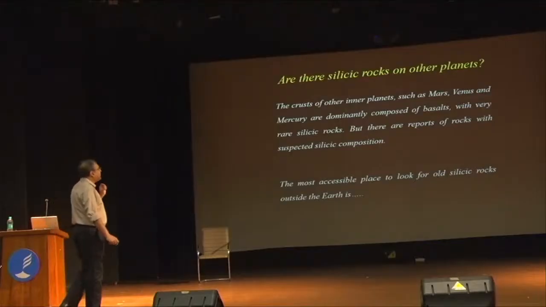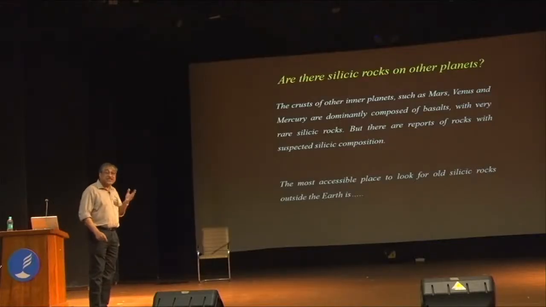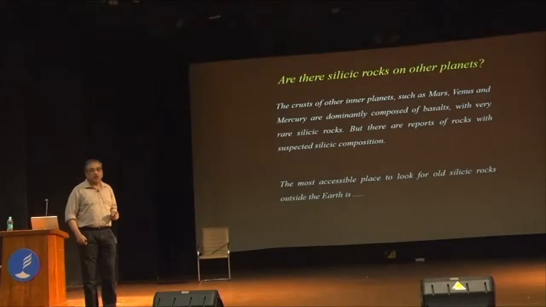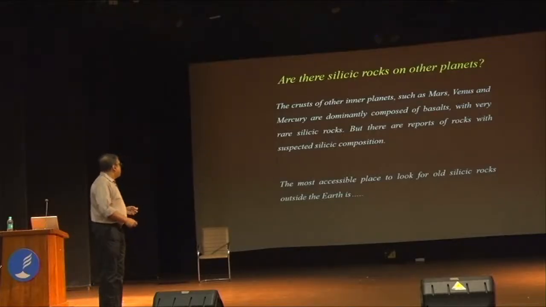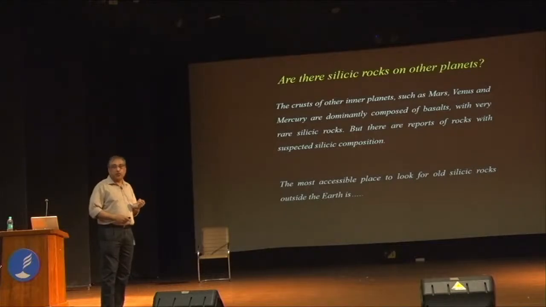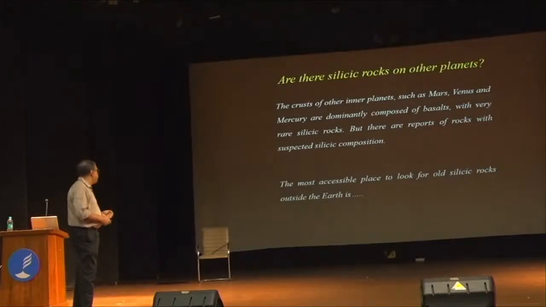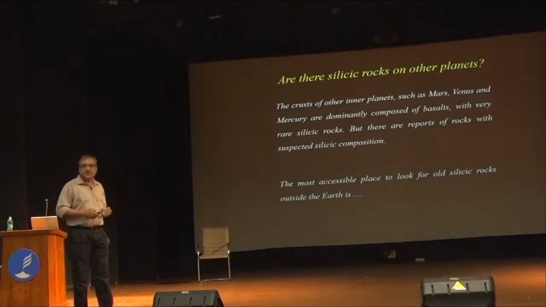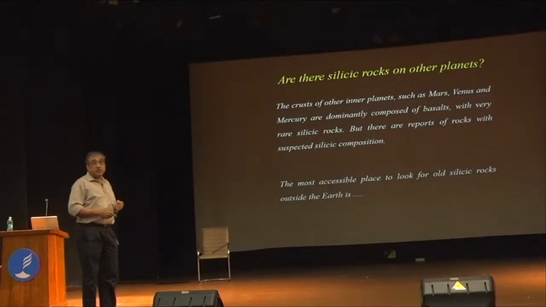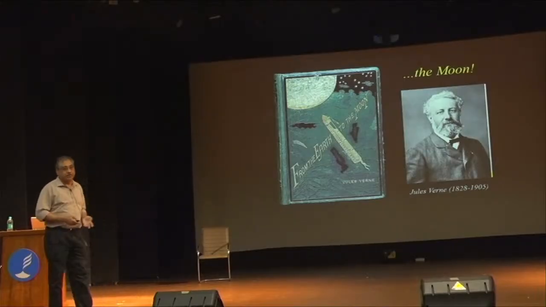And there are very rare silicic rocks. They're rare because we suspect that there could be a few silicic rocks, but we're not certain. There are reports, but again, unless you can have more definitive proof, more convergence of evidence, you can never prove that there were silicic rocks there. So if you're going to search for silicic rocks outside the Earth, the best place to look is the place which is most accessible to us, the Moon.